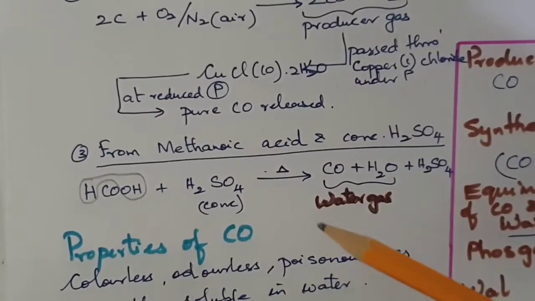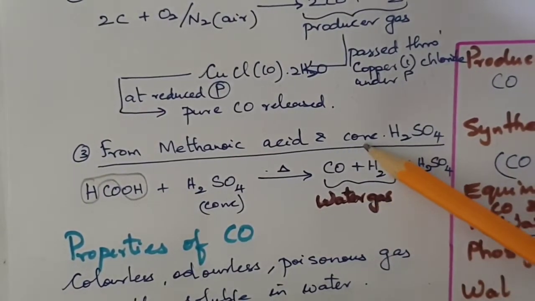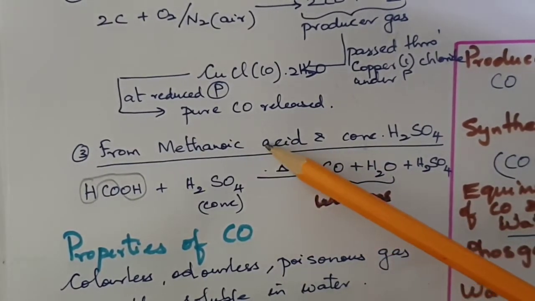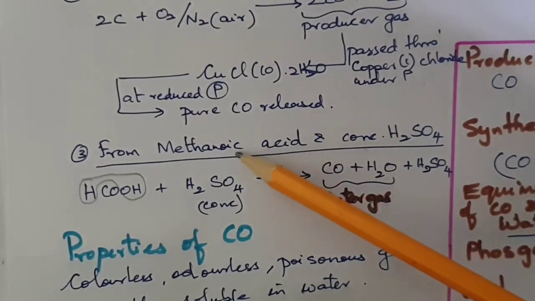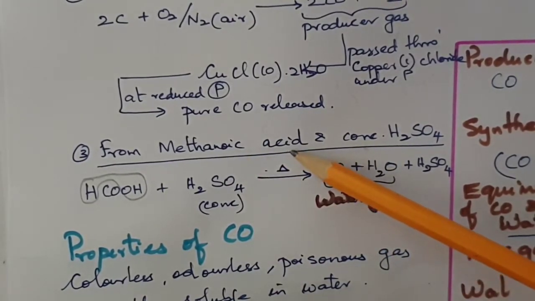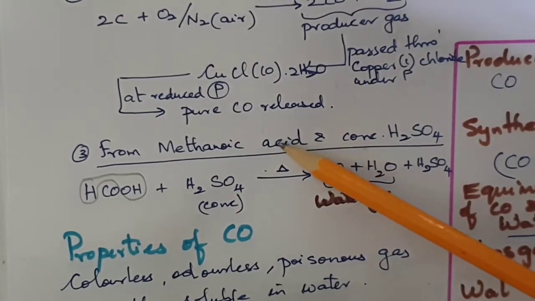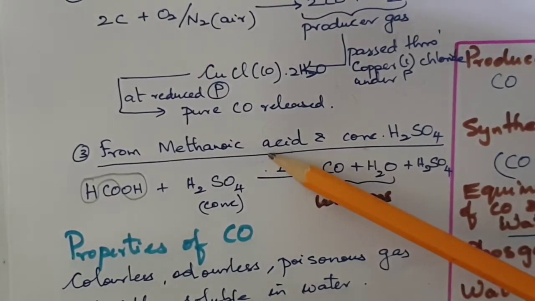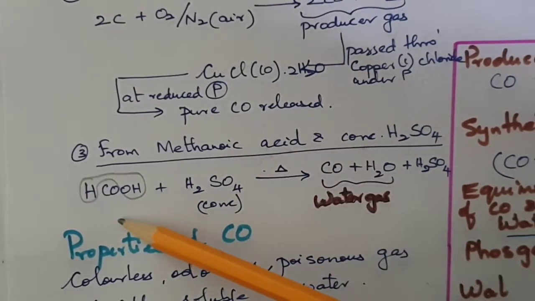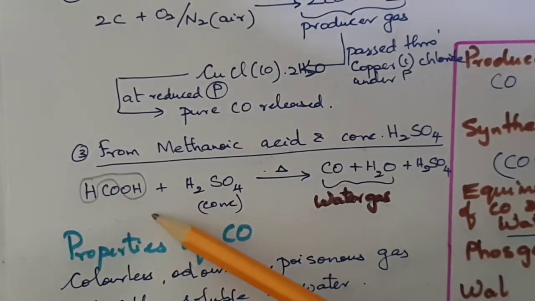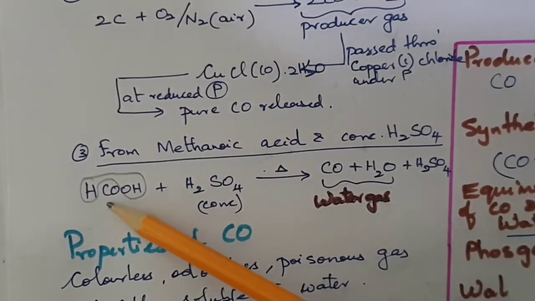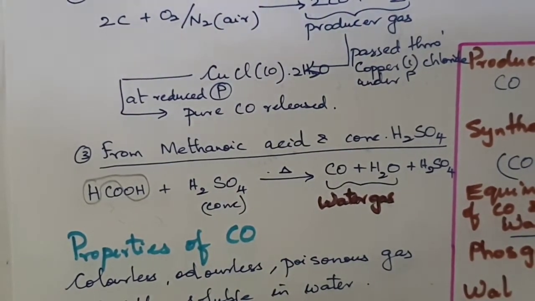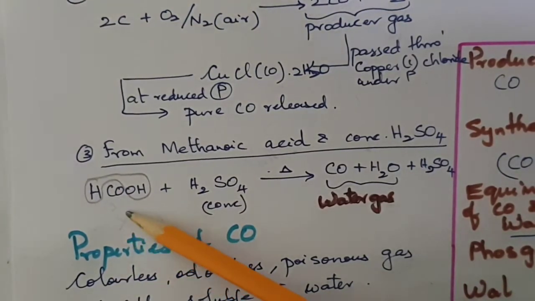You can also prepare carbon monoxide from methanoic acid. Now what is this methanoic acid? You all know methane contains only one carbon atom. So the acid group will be a COOH group. The COOH group already contains one carbon in it. So methanoic acid, being the first member of the carboxylic acids, has the formula HCOOH, in which you have only one carbon atom. So it comes from the parent methane and hence the name methanoic acid.